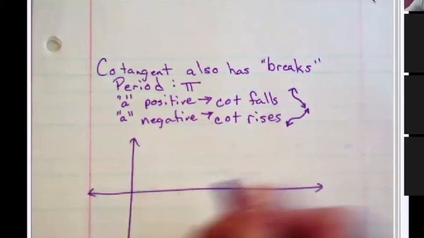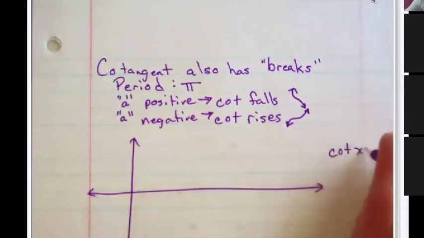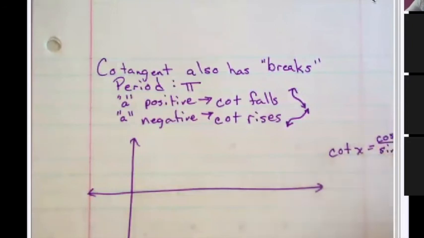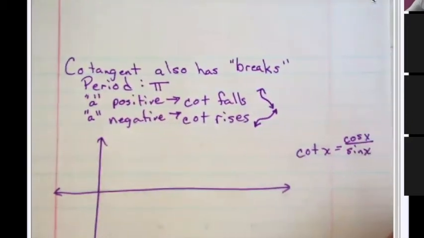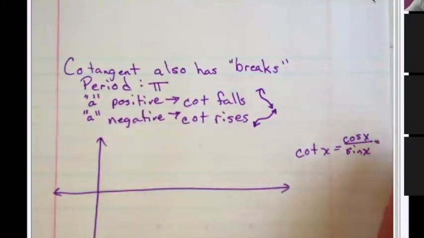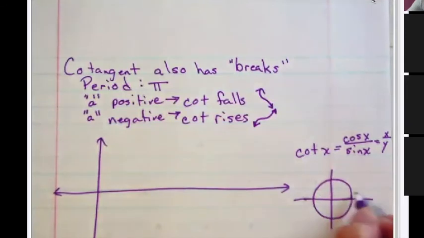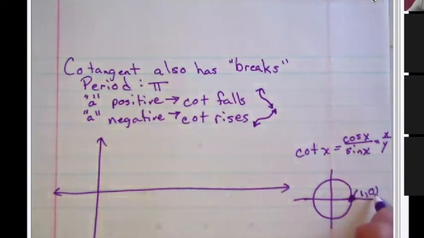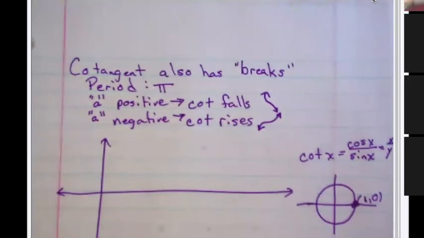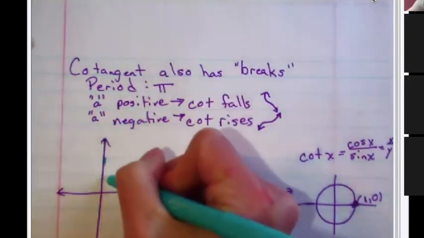And now that we've done tangent, we'll be really good at cotangent. So remember, we just flip it over, it's going to be cosine over sine. Or we can look at that as my x coordinate over my y coordinate. So if we're looking at the unit circle again, at 0 degrees, the x value over the y value, 1 over 0, is undefined. So for this one, I start with an asymptote.